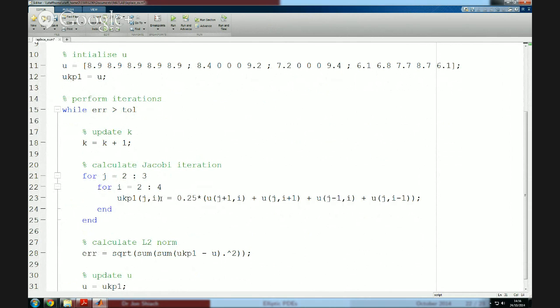Right, let's see what we get. If I run this, hopefully it runs without any issues.